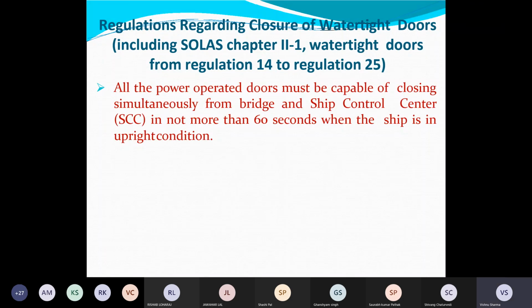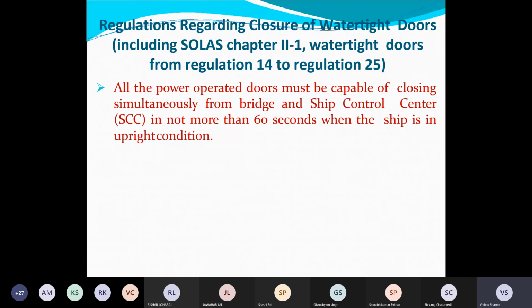All the power operated doors must be capable of closing simultaneously from bridge as well as ship control center in not more than 60 seconds when the ship is in the upright condition. So basically, what should be the performance standard of the watertight doors? You start operating all simultaneously. Why has the word simultaneous come here?